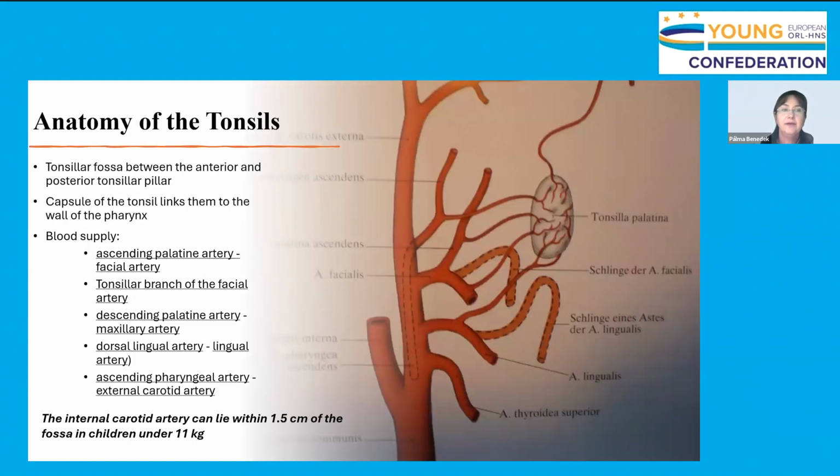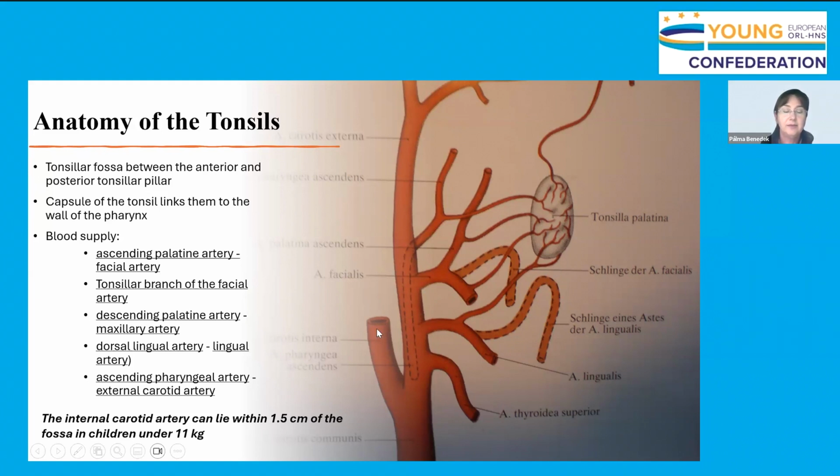A few words about the anatomy of the tonsils. As we know, the tonsils are located in the tonsillar fossa between the anterior and posterior tonsillar pillar, covered by a fibrous capsule, which links them to the wall of the pharynx. The blood supply is provided by 5 arteries, as you can see here. And I would like to highlight this branch of the lingual artery, which could be extremely close to the lower pole of the tonsils in small children. So it could be a dangerous situation during extracapsular tonsillectomy.